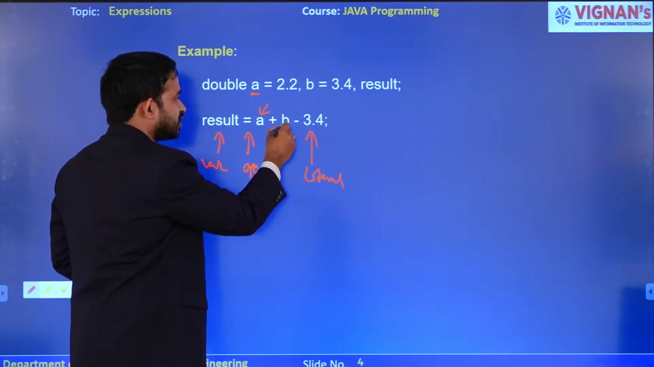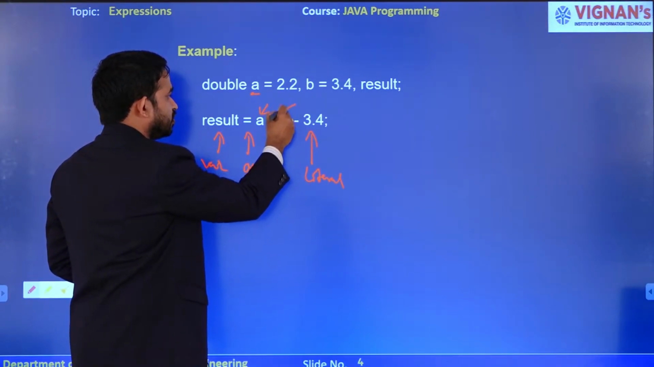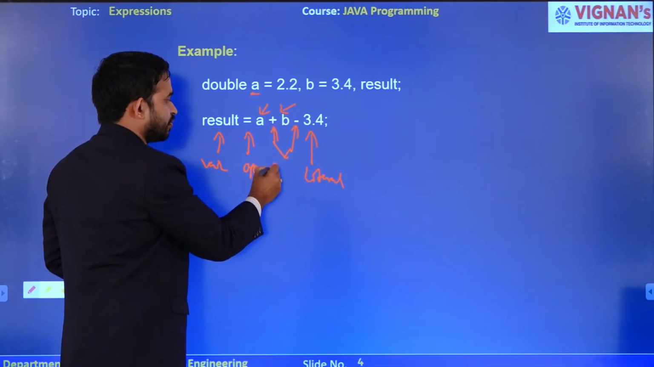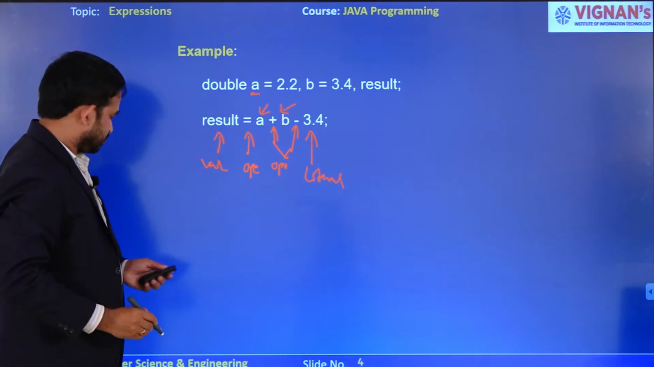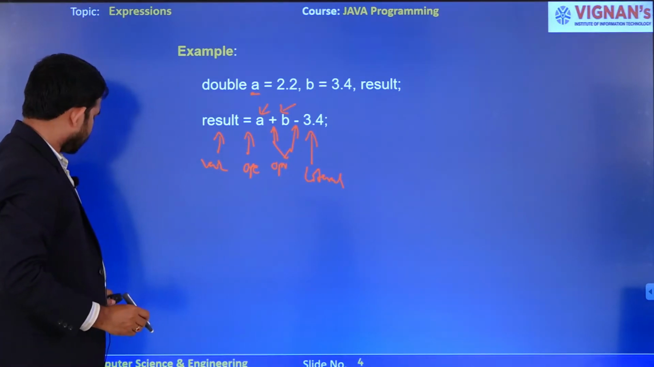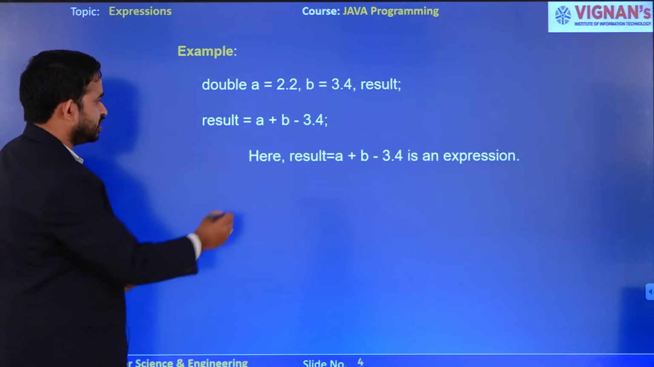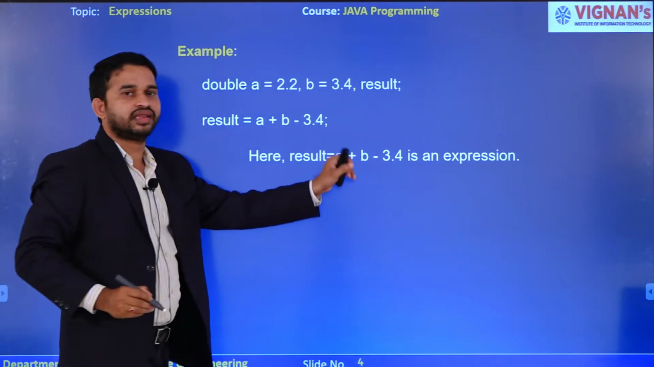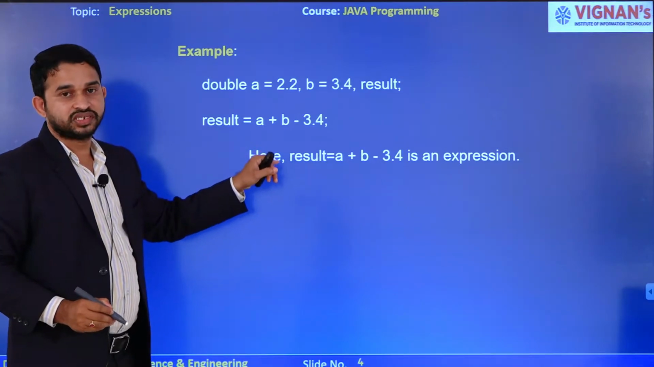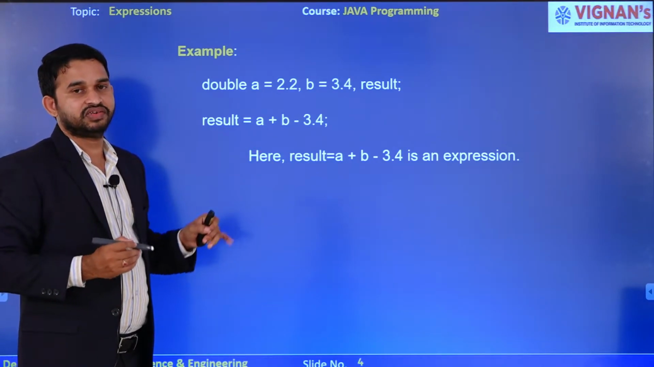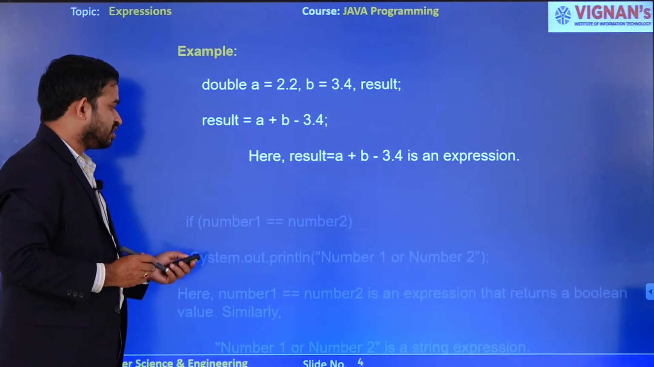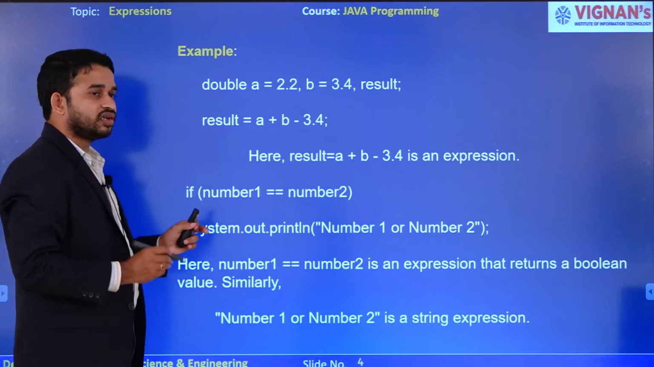This is also a literal. This is also a variable. These are variables. This is an operator. These come under operators. So this is one more example of an expression. Here result equal to a plus b minus 3.4 is an expression. This type of expression is used while we are writing our Java programs. Here is one more example.